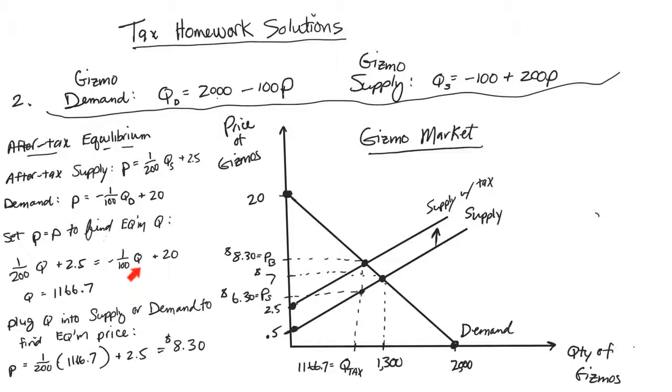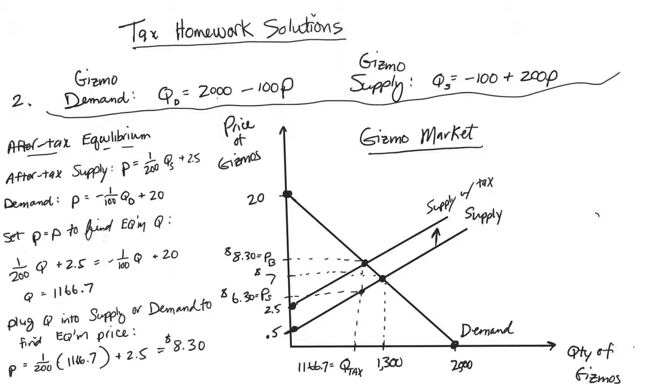And so the QS and the QD, we can just drop the S and the D because at equilibrium QS is equal to QD, so there's really only one quantity. So once we set those two expressions equal to each other, we can solve for Q, and it turns out that we get 1,166.7 for the quantity. Now, when you're doing a little algebra up here, if you want to get rid of these fractions, you could multiply everything by 200, for instance, if that makes it easier for you.